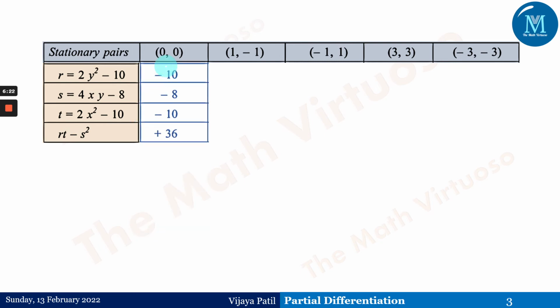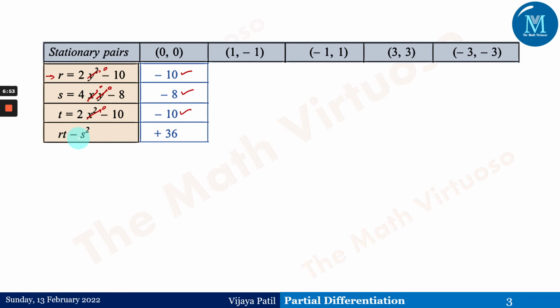Suppose, for example, for this 0, 0 we have got the value. So this is the R value. I'll just explain one; the rest follow along the same lines. So it's 2y square minus 10. If we put x equals 0 and y equals 0 in R, this term will go to 0, so we'll remain with minus 10. So this is the minus 10 we got. Again, x is 0 and y is also 0, so this S is coming out to be minus 8. Same thing here, this x will go to 0, that means T equals minus 10.